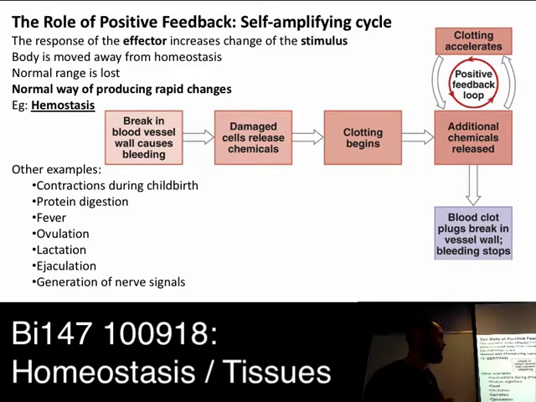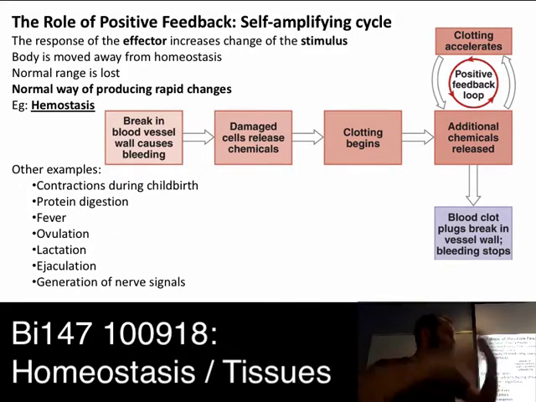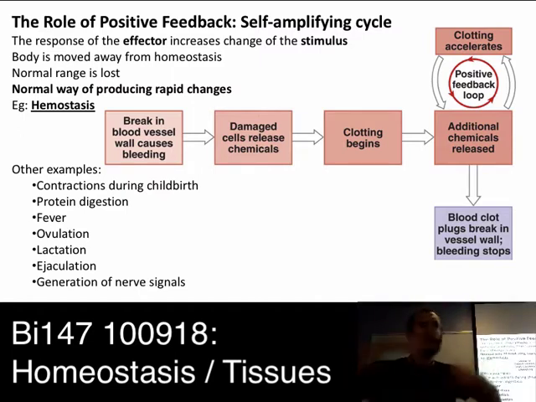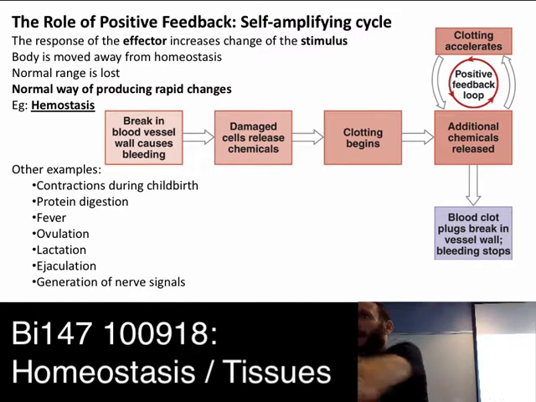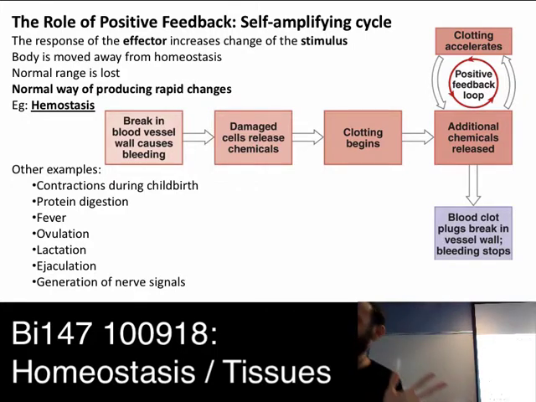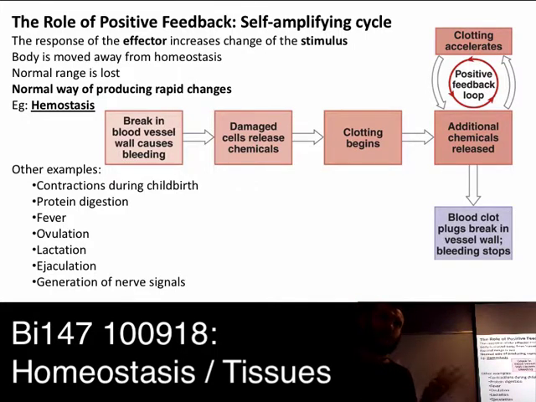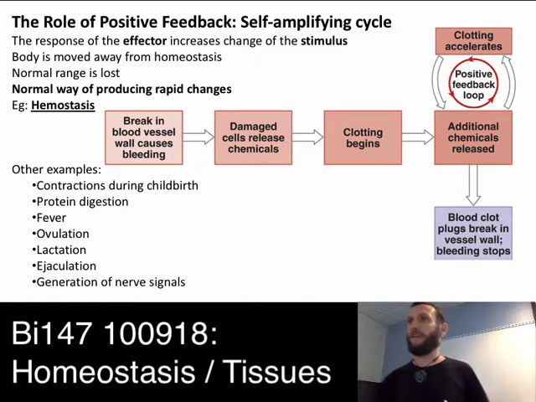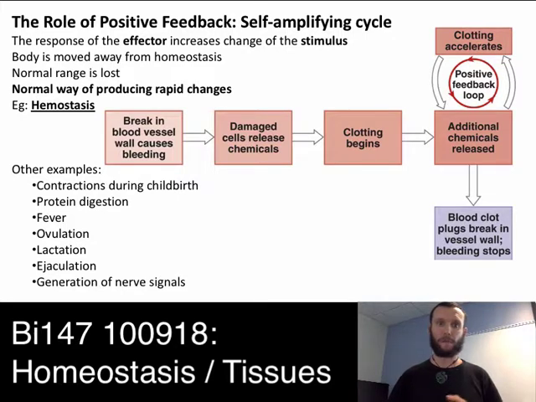And this is obviously an extreme simplification. There are additional chemicals that get released that speed up the clotting. So as clotting begins, the body takes cues that make more clotting happen, and it's like a set of dominoes that gets triggered by the initial event, and then it is a self-amplifying cycle. All right, positive feedback. So whatever the stimulus is, the sensory input, it's going to speed up the effector that's causing that change. Positive feedback, all right?